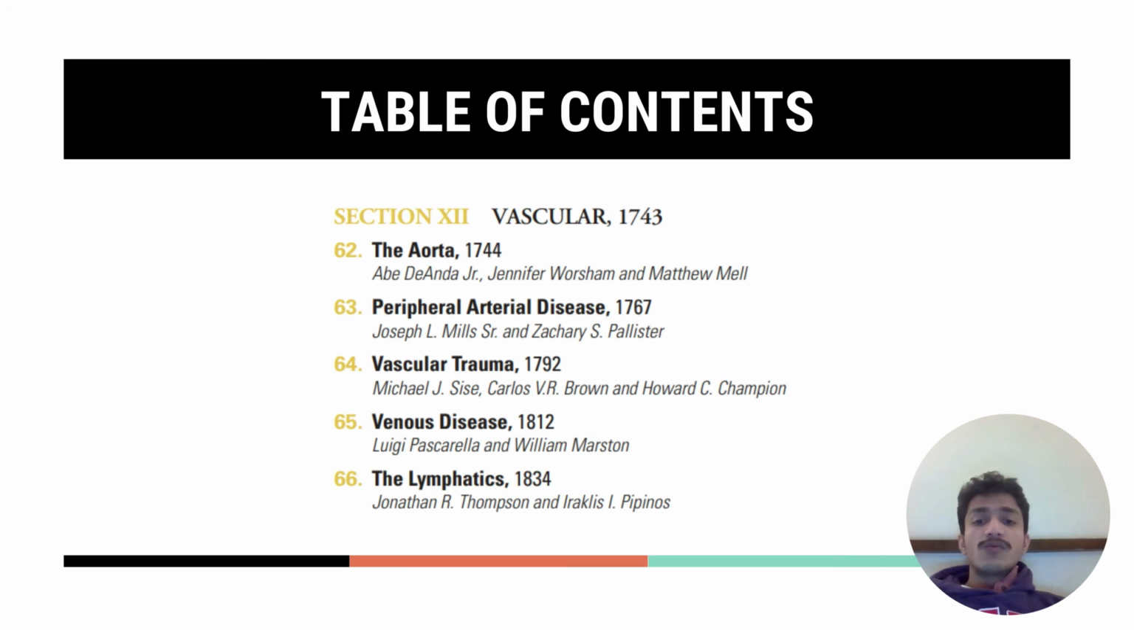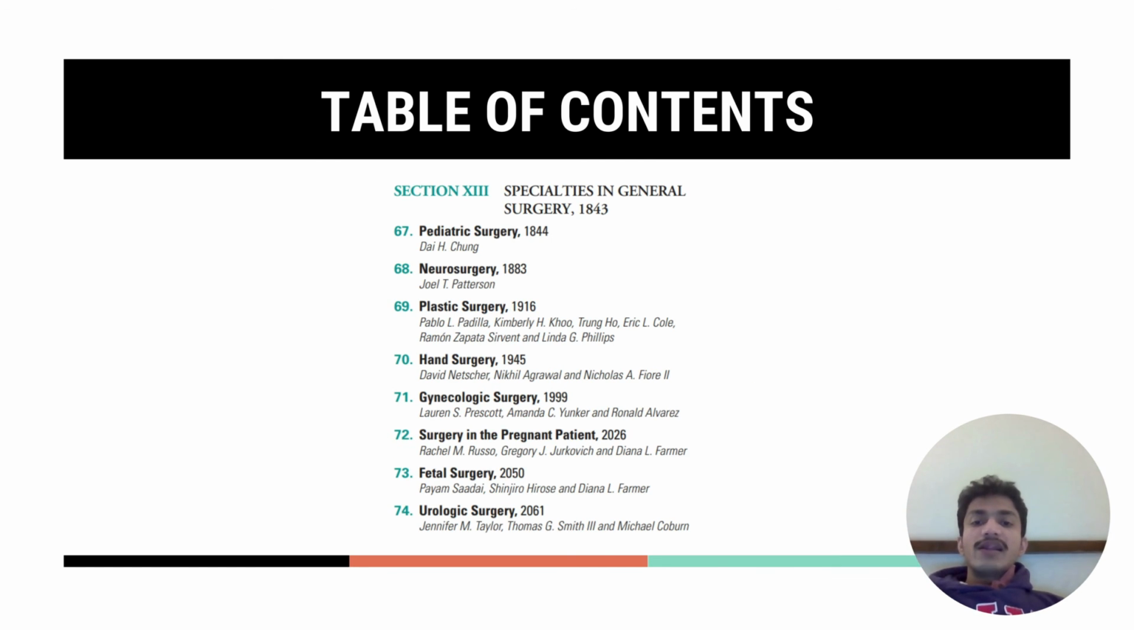Next, coming to vascular. What I feel is that all the chapters are very important. In aorta, you may screen out the endovascular procedures, but other than that, don't miss out arterial, vascular trauma, venous, and lymphatics. Equally important, priority 1 chapters.